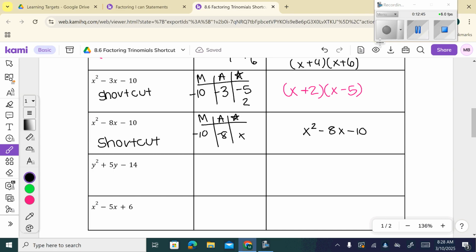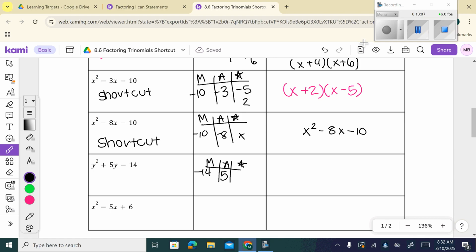Next one. Can you shortcut this guy right here? Yes. Okay, I want you to set up your chart, and I want you to shortcut it, get all the way to your answer. I'm going to walk around. What am I multiplying to on this one right here? -14. What am I adding to? 5. All right, what multiplies to -14 but adds to +5?